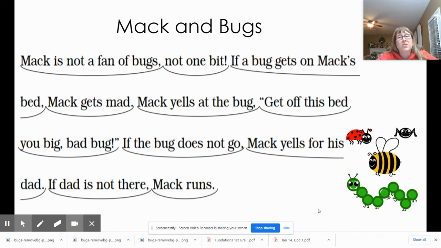If a bug gets on Mac's bed, Mac gets mad. What do you envision this time? I hope you share with me what you're thinking. Raise your hand and tell me what you think of. There's lots of words in that story that you should be picturing in your head. If a bug gets on Mac's bed, Mac gets mad. That's three things I picture. Raise your hand and tell us.